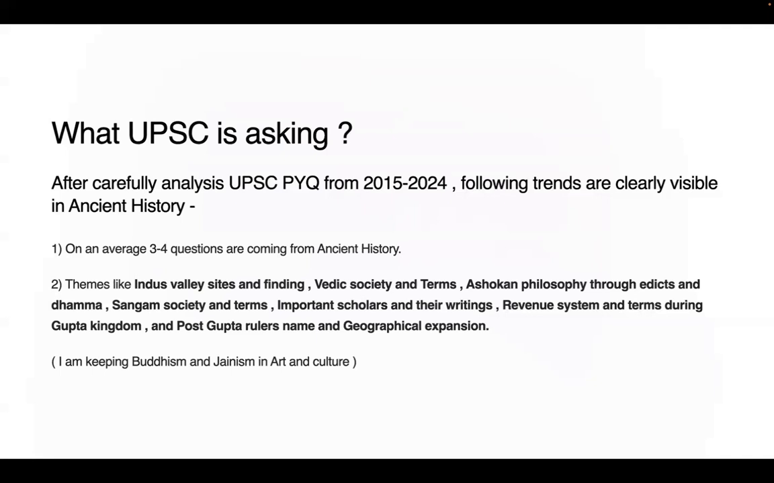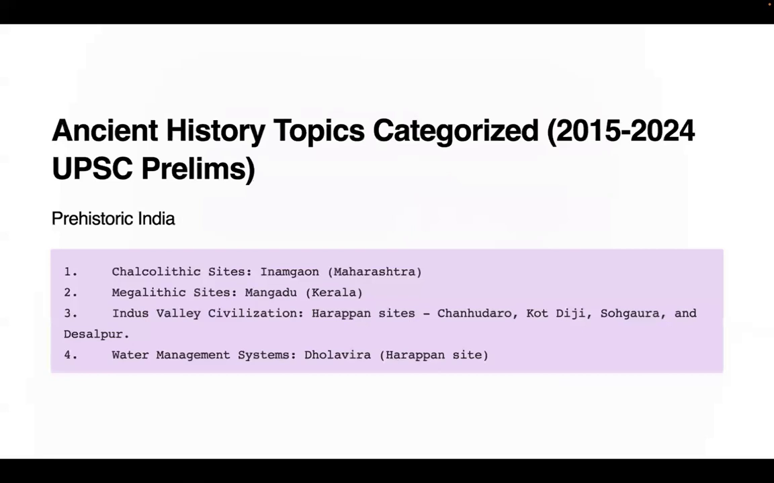Okay. I am keeping Buddhism and Jainism separate. It is part of art and culture. Now let's see what topics they have asked from the 2015 to 2024 UPSC prelims.